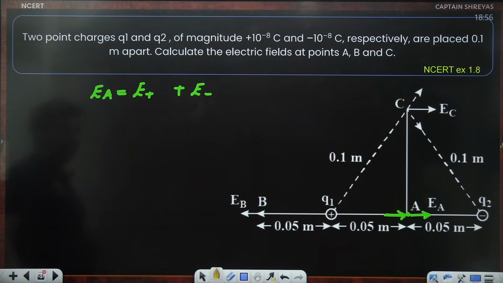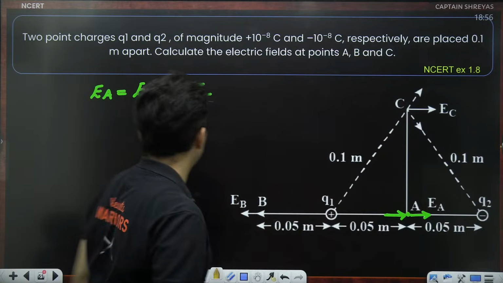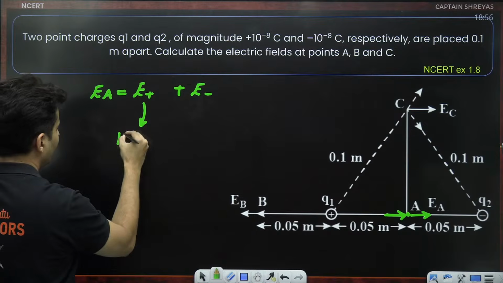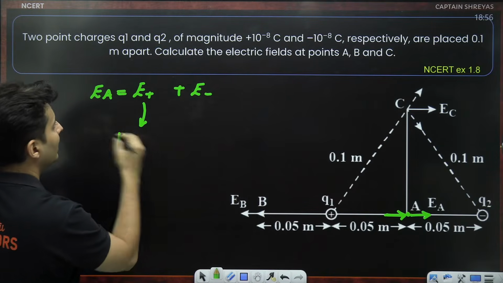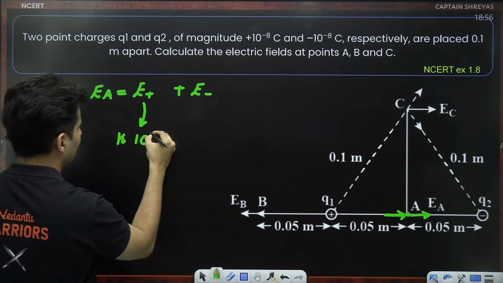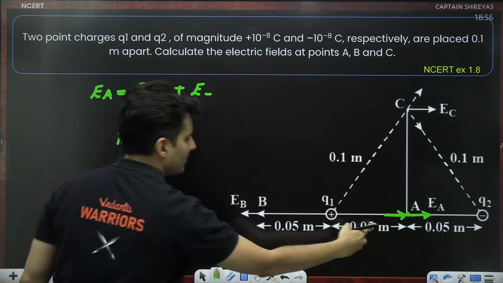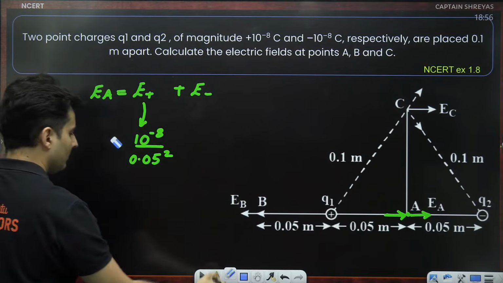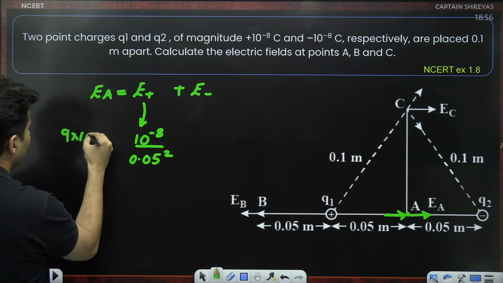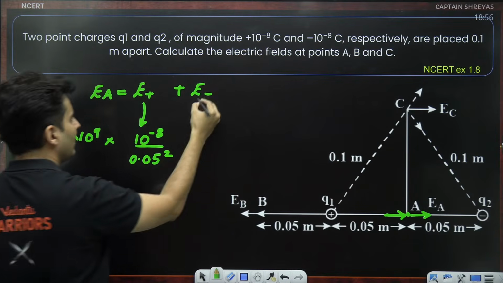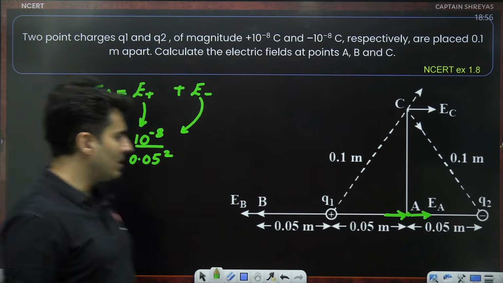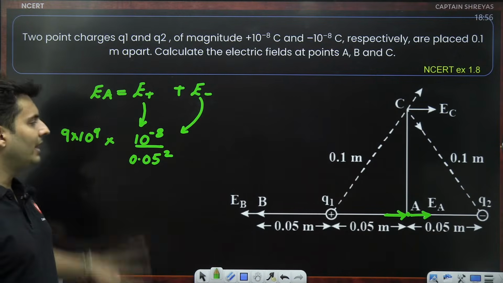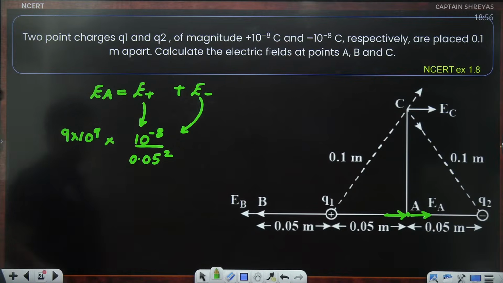Okay. So now, in order to find each one of them, it's nothing but substitution. Electric field is nothing but K into Q divided by distance squared. What is Q? 10 to the power minus 8. Distance is 0.05, squared. And this value of K is 9 into 10 to the power 9. That's it. Same thing for this also. Both of their magnitudes are the same because this distance and this distance are the same. Substituting these values, you can find EA.